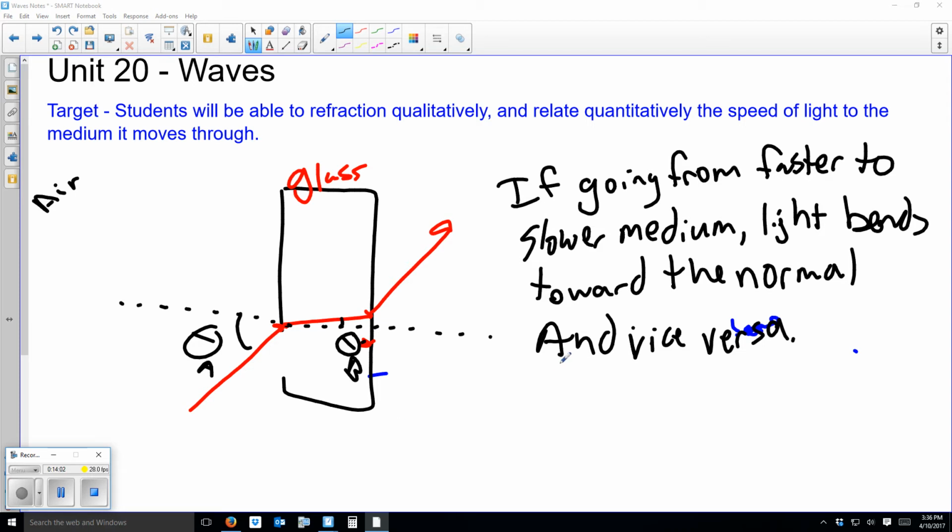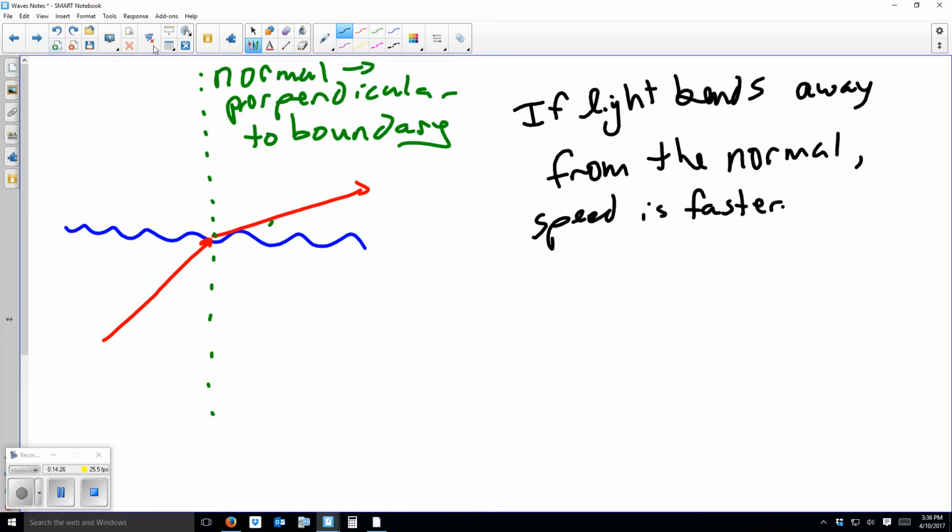But back to this. If you slow down, you bend towards that normal line, and vice versa. If you speed up, you bend away from that normal line. So instead of being here, if I sped up, I would bend like that and probably go through there. Moving on, the light bends away from the normal when the speed is faster. So if I go from water to air, I bend away from that normal line.